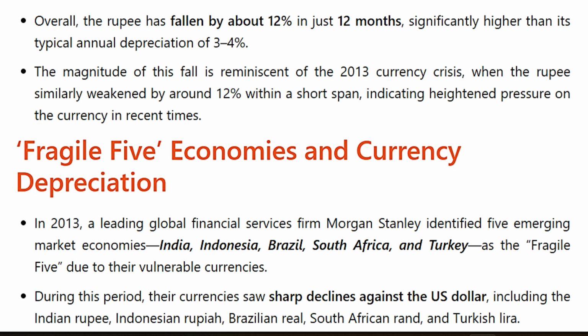Fragile 5 economies and currency depreciation. In 2013, a leading global financial services firm, Morgan Stanley, identified 5 emerging market economies: India, Indonesia, Brazil, South Africa, and Turkey as the fragile 5 due to their vulnerable currencies. During this period, their currencies saw sharp declines against the US dollar, including the Indian rupee, Indonesian rupiah, Brazilian real, South African rand, and Turkish lira.